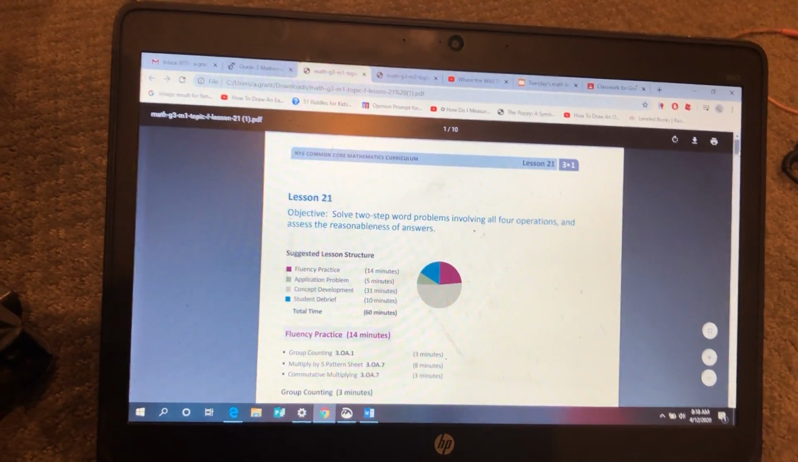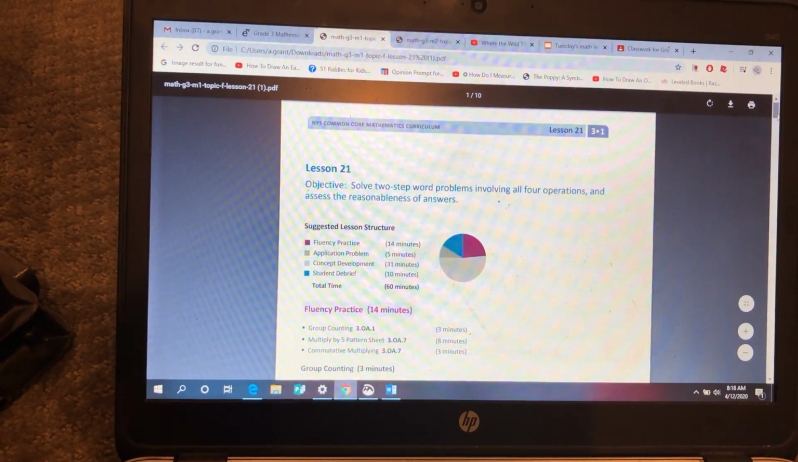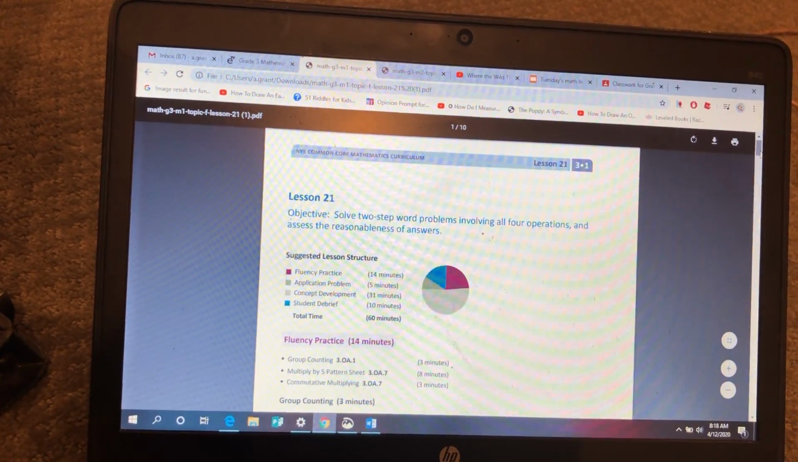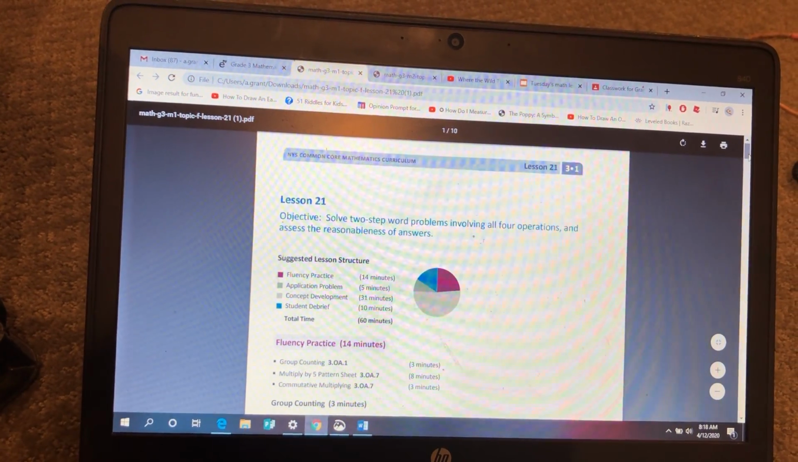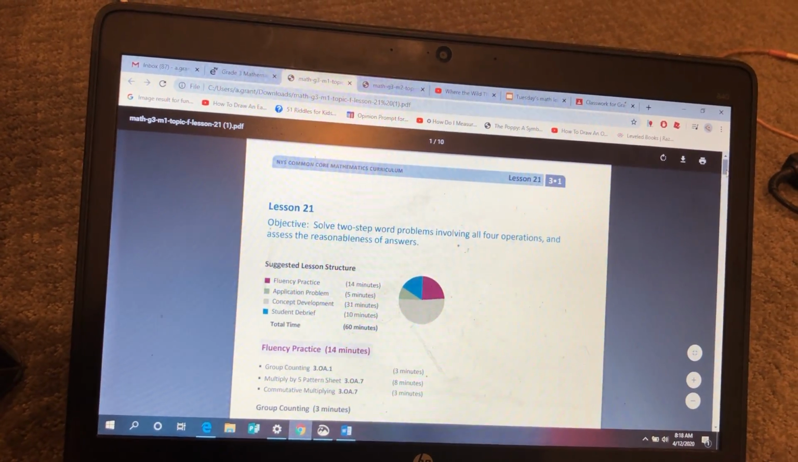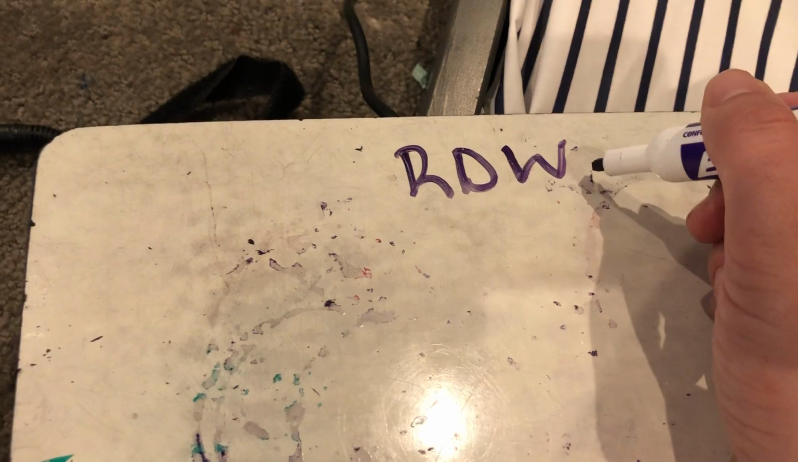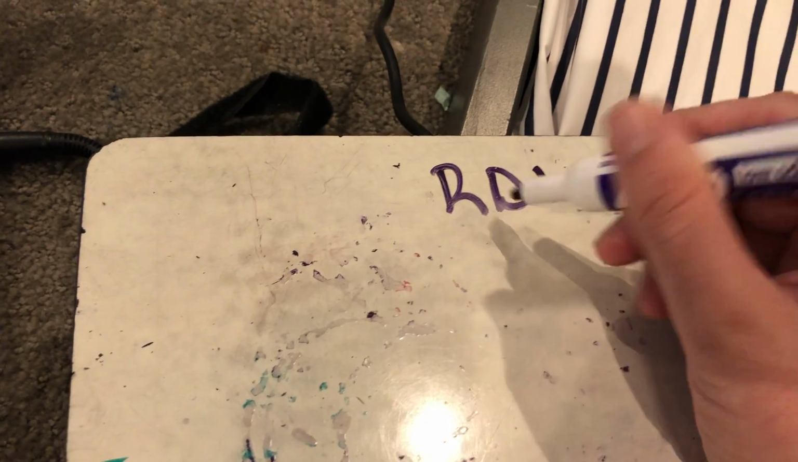Okay, this lesson is lesson 21 of module 1. We're going to solve two-step word problems that can, not always, but can involve the four operations, which are multiplication, division, addition, and subtraction. In Eureka Math, you're going to have read, draw, write. This is how they solve word problems.